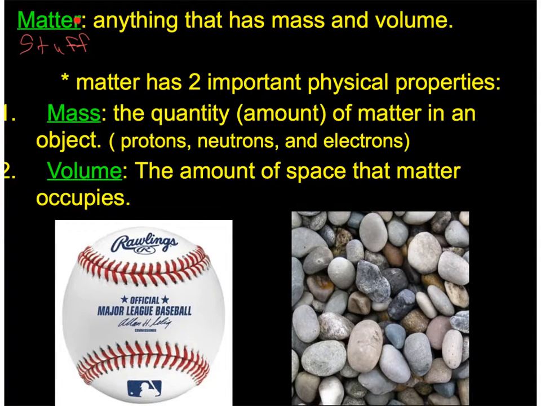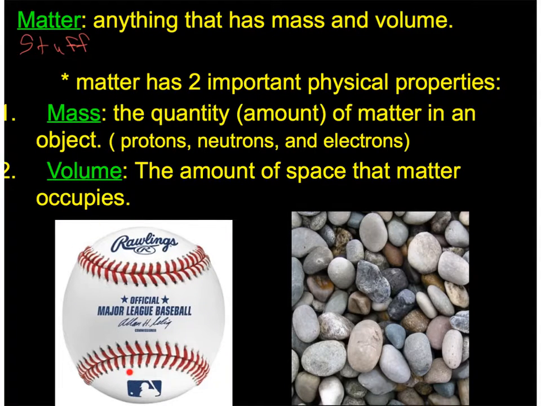And matter is this stuff that has two intrinsic properties, mass and volume. Mass essentially means that it interacts with gravity and it has a certain amount of stuff, the amount of atoms, okay? So like I, being a larger person than you, I'm more massive than you are. Volume then is how much space that matter occupies. So I'm a larger person than you, so I also occupy more volume than you do.